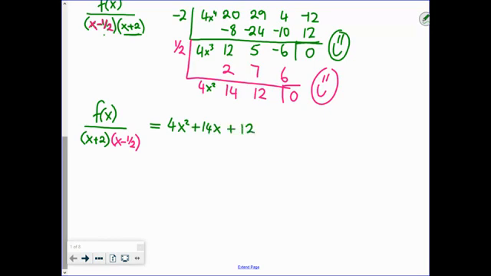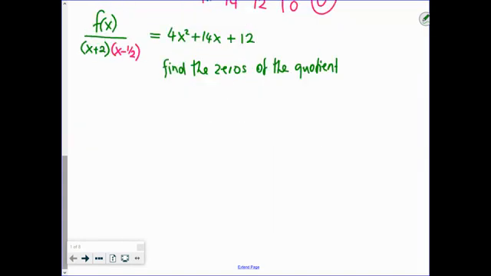Now, anything that's a 0 of this quotient would also be a 0 of f of x. So all I need to do is find the zeros of the quotient. Remember, the quotient is the answer to a division problem. Find the zeros of the quotient. So how to do that? Set it equal to 0. Please write it equals 0, otherwise you look like you don't really understand that.